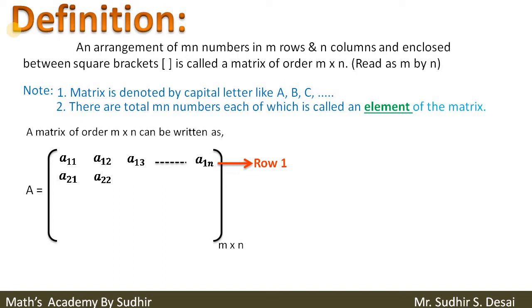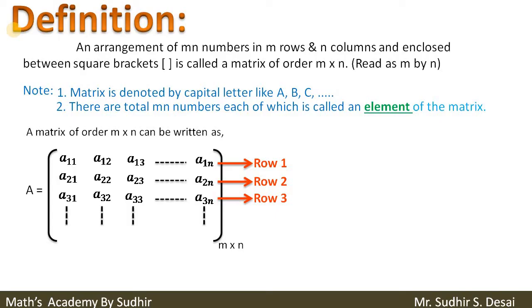A21, A22, A23 and so on A2n. These are the elements of row 2. A31, A32, A33 and so on A3n. These are the elements of row 3. And continuing in this way, the last row will be mth row. So the first element of mth row is AM1, AM2 is the second element, AM3 is the third element and last element is AMN. These are the elements of row M.